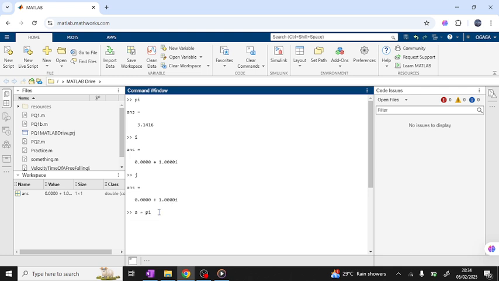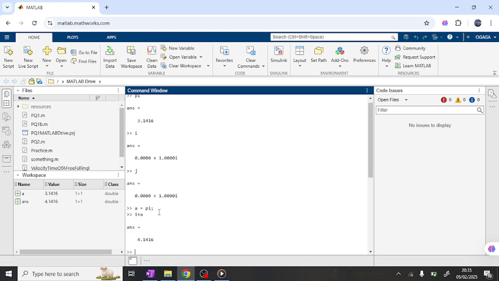So if I say a equals pi, then whenever I use a, I should see the value of pi. So let's say 1 plus a, I should see something like 4.1416. Yeah, so that is it for predefined functions, predefined constant values.